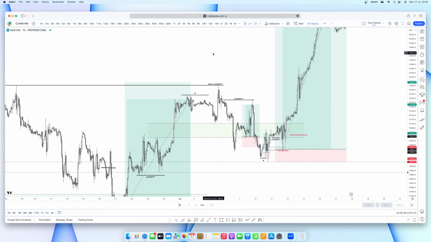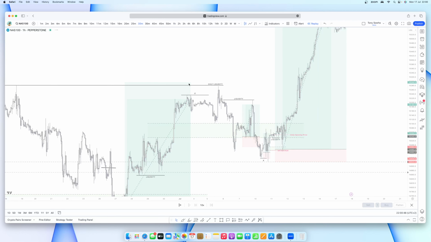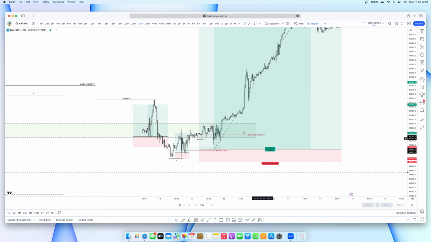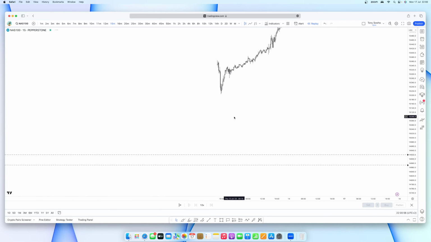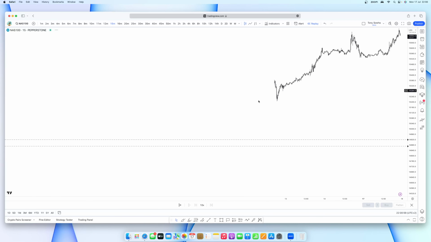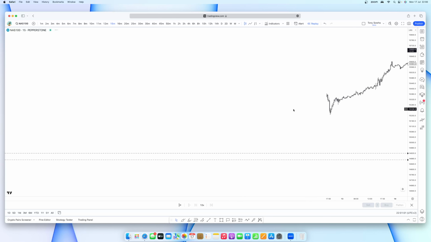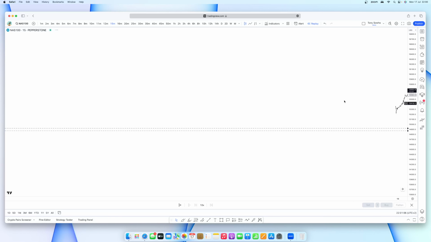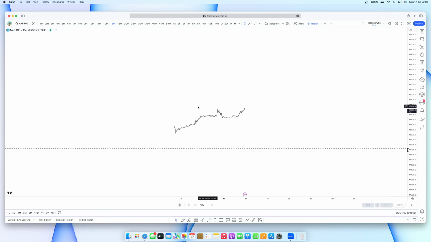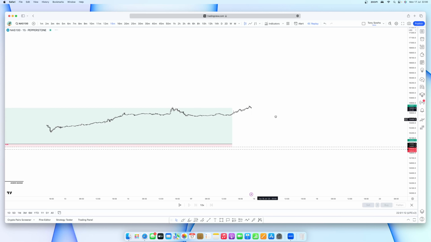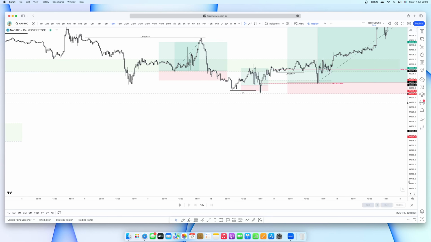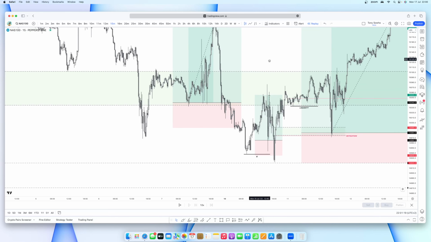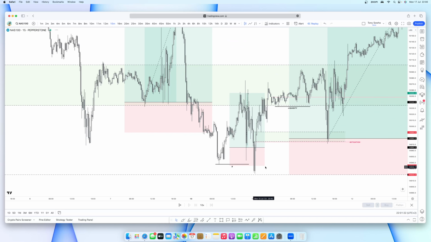Let's look at this area. Let's scale down to the 30 minutes. Or, no, 15 minutes actually. So on the 15 minutes, look at this. Just look at this precision.